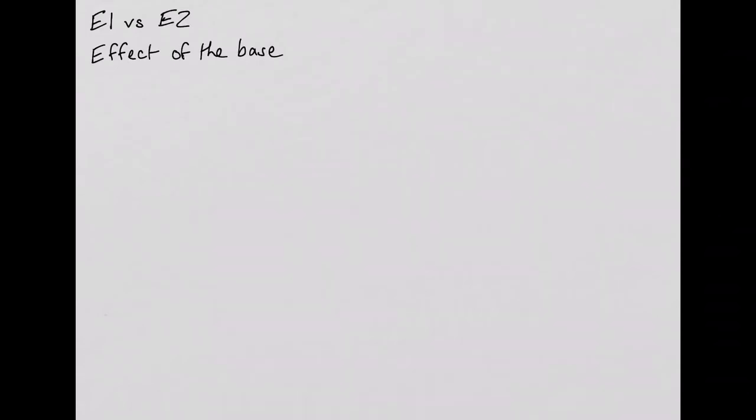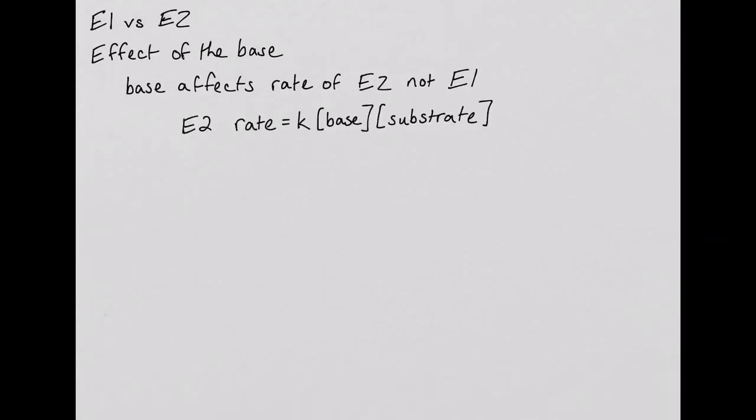The effect of the base on rate is the most important factor in determining whether E1 or E2 will predominate. Just like with SN1 and SN2 and the nucleophile effect, the strength of the base affects the rate of the E2 mechanism, not the rate of the E1 mechanism. Remember that the E2 mechanism is bimolecular, involving both the base and the substrate, while the E1 mechanism is unimolecular and only is affected by the substrate.